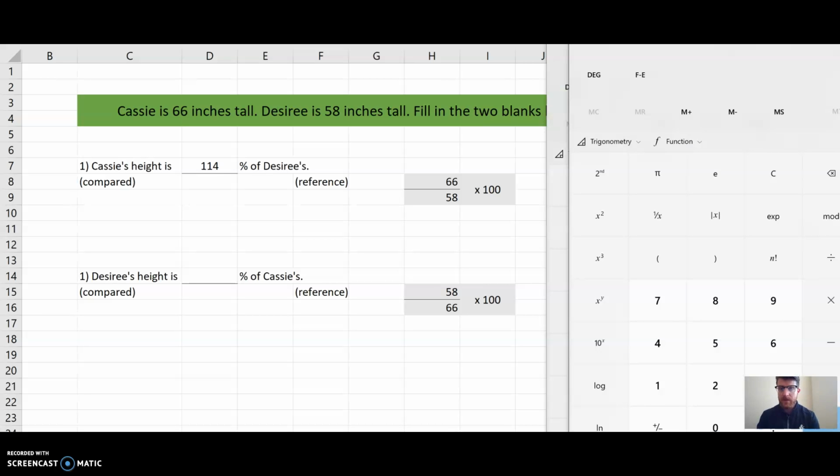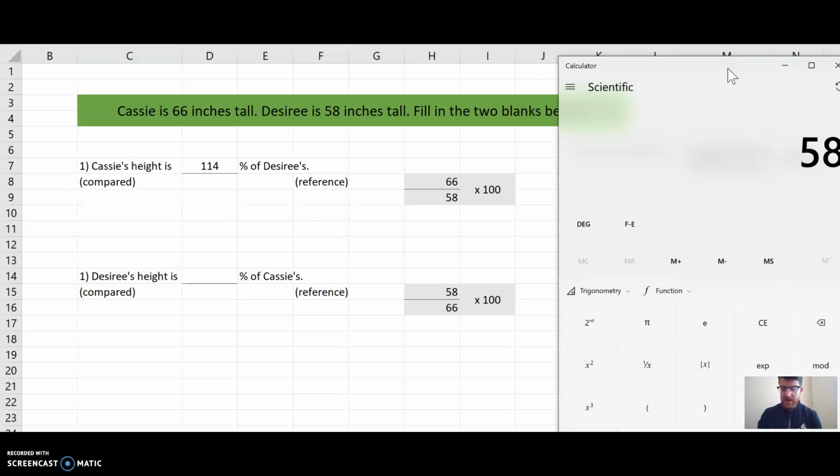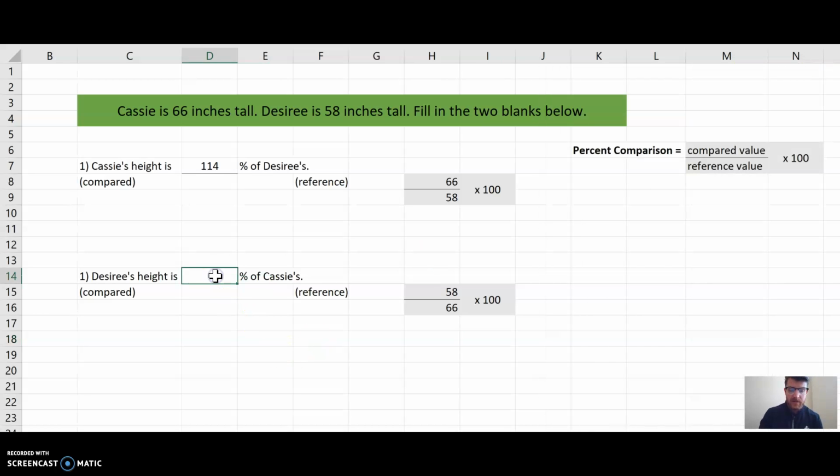There we go. So 58 divided by 66 times 100. We get 87.87 repeated. Again, let's just keep it to the nearest whole number. So let's call this 88%. So Desiree's height is 88% of Cassie's because she is shorter.